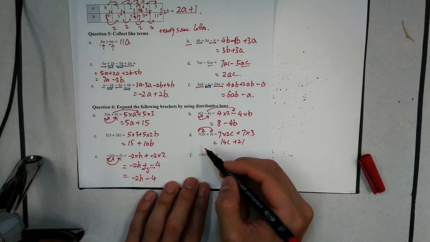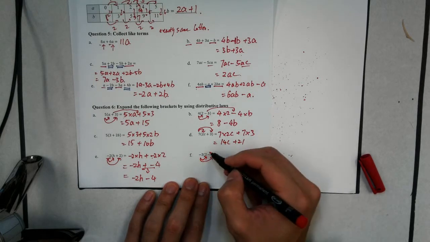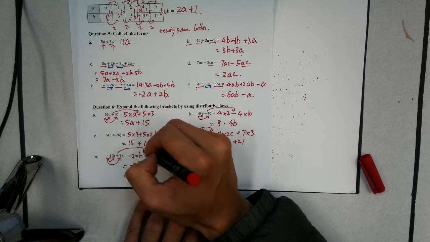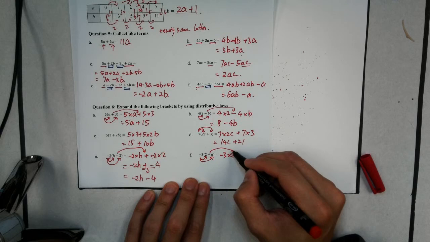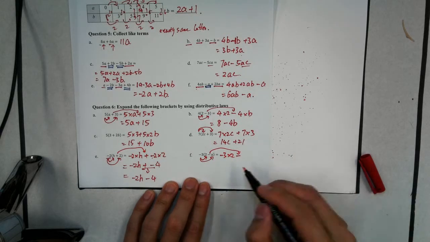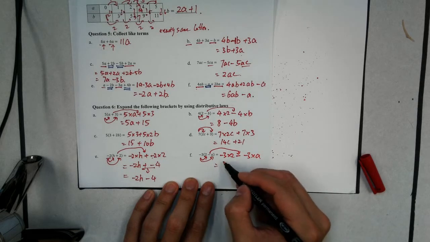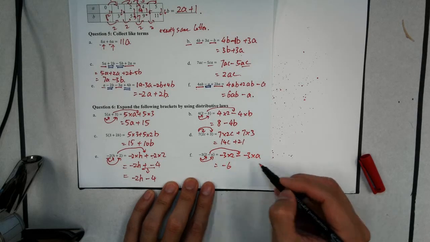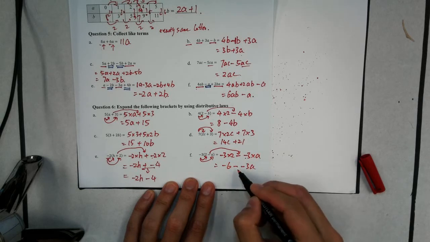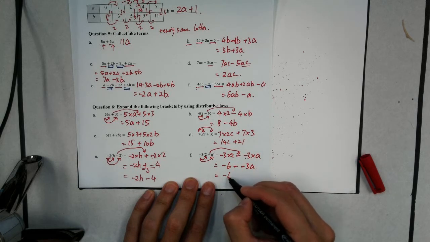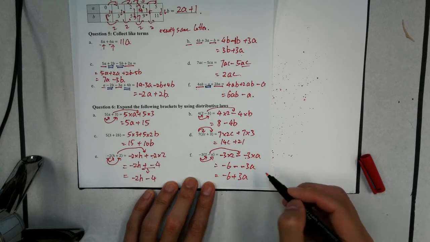Last one, negative 3 times 2, negative 3 times a. So we have negative 3 times 2. The middle is minus, so we copy it down, minus, and then we use negative 3 times a. So negative 3 times 2 is negative 6. Then minus negative 3 times a is negative 3a. And negative negative make positive, so the answer would be negative 6 plus 3a.